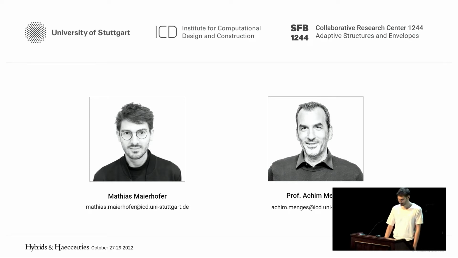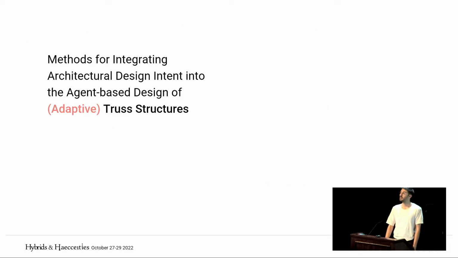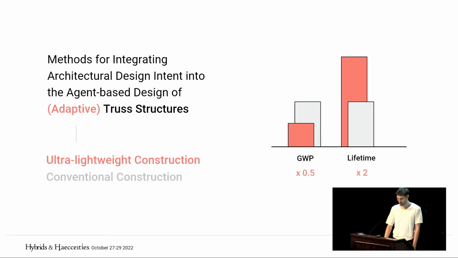and envelopes. In the context of this presentation, adaptivity refers to the concept of ultra-lightweight construction, through which, compared to conventional construction, CO2 equivalent emissions can be reduced by up to 50%, while at the same time doubling service life. This is achieved through a shift in the conception of load-bearing structures from systems that merely withstand loads to ones that actively adapt to them.